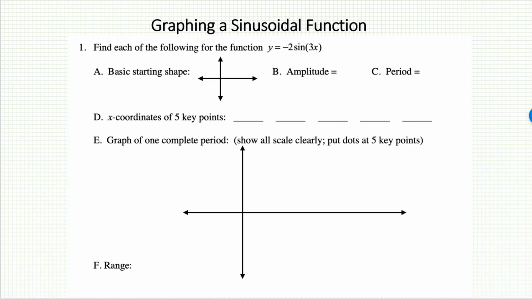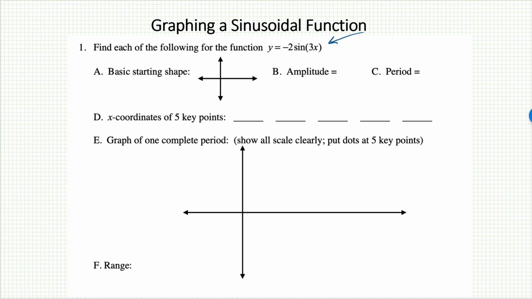Graphing a sinusoidal function. Let's talk about how to graph one of these using what we've learned. Our example function is y equals -2 sine of 3x. Always start by deciding which of your four basic shapes you're going to be drawing. This is a sine function.